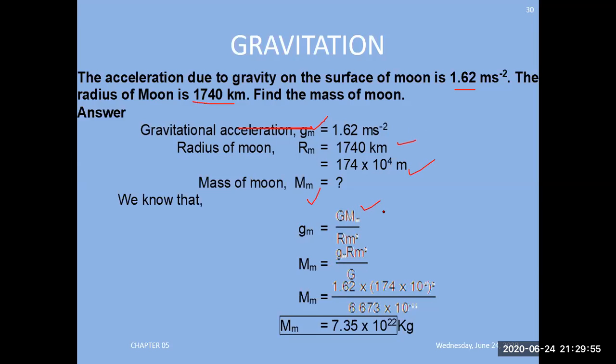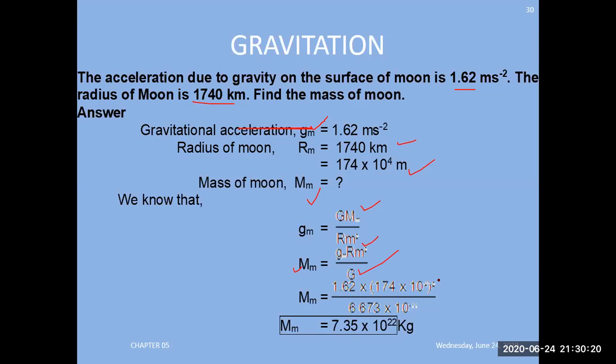So this is the technique to put the values. Again, you are using the formula g equals GM over R M square. So you have simplified it. You are calculating the mass of the Moon, and this term here is divided on one side, so it will be multiplied on the other side. Here it is multiplied, so you bring it to the other side and it will be divided.